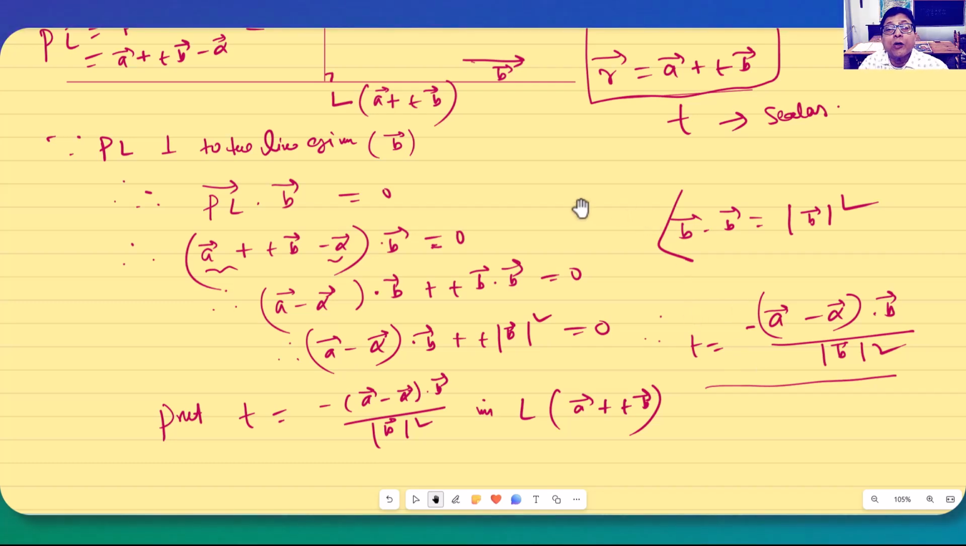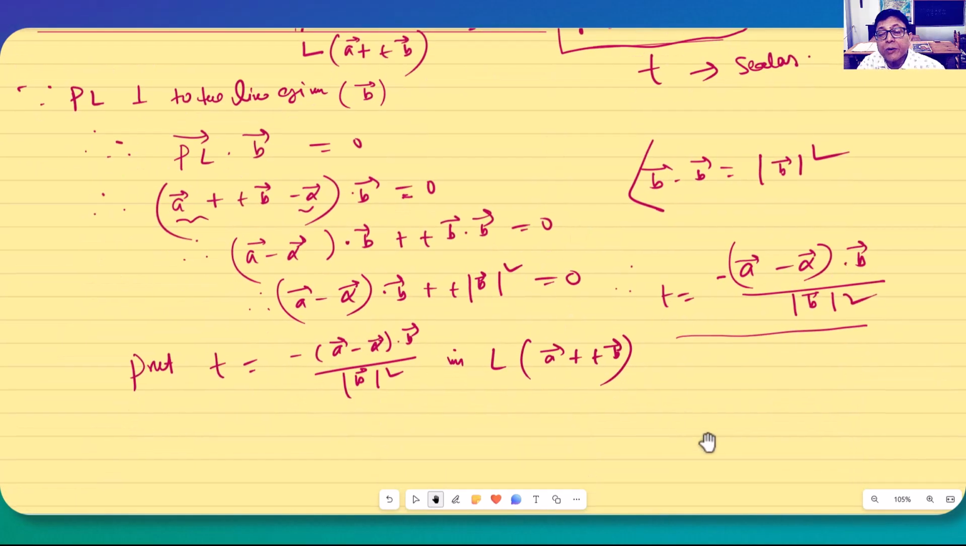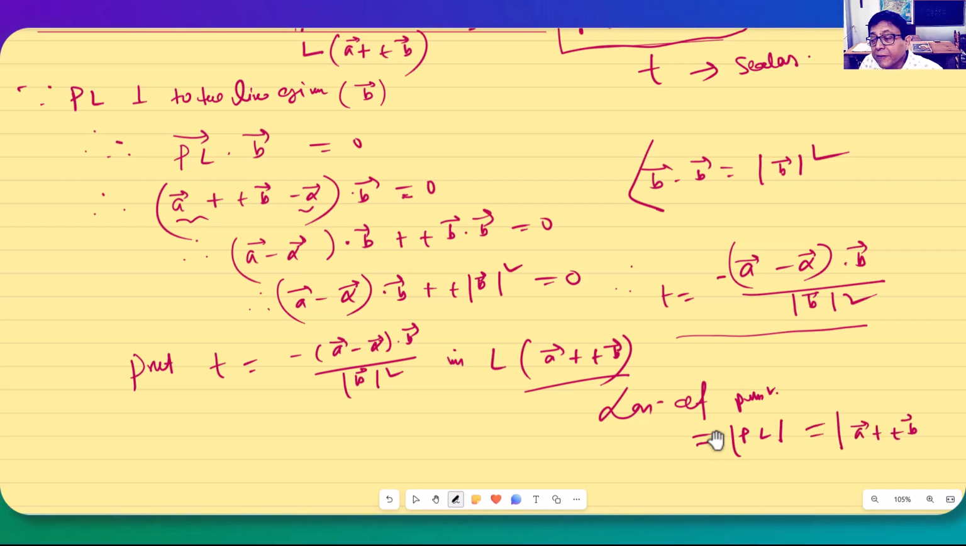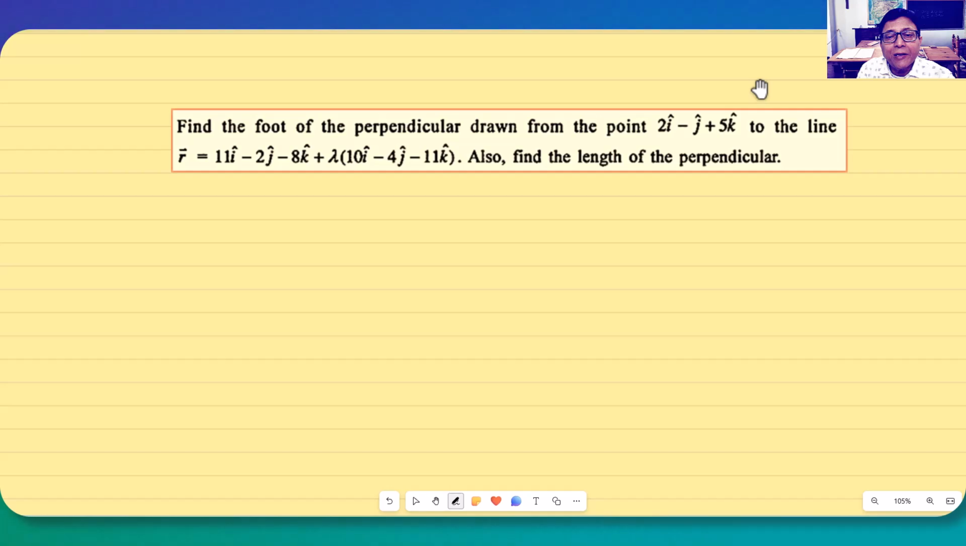Then what is the value of the length of perpendicular? So mod PL is the distance, the length of perpendicular. The foot of perpendicular you got, you put the value of T over there. Length of perpendicular is mod PL. Mod PL is what? That point P you have taken as alpha, so mod of A plus TB minus alpha. Okay, done? Understood?